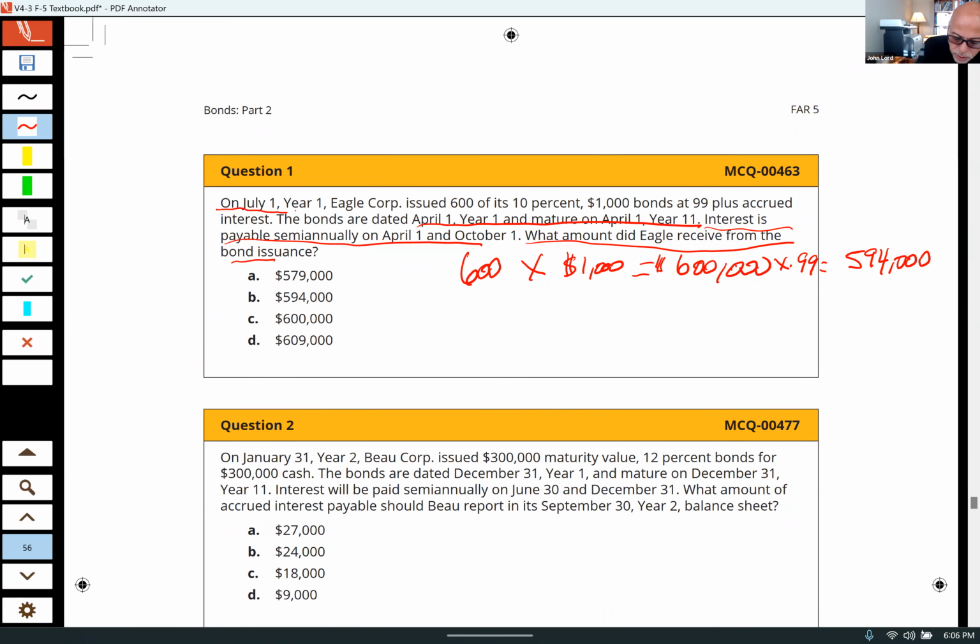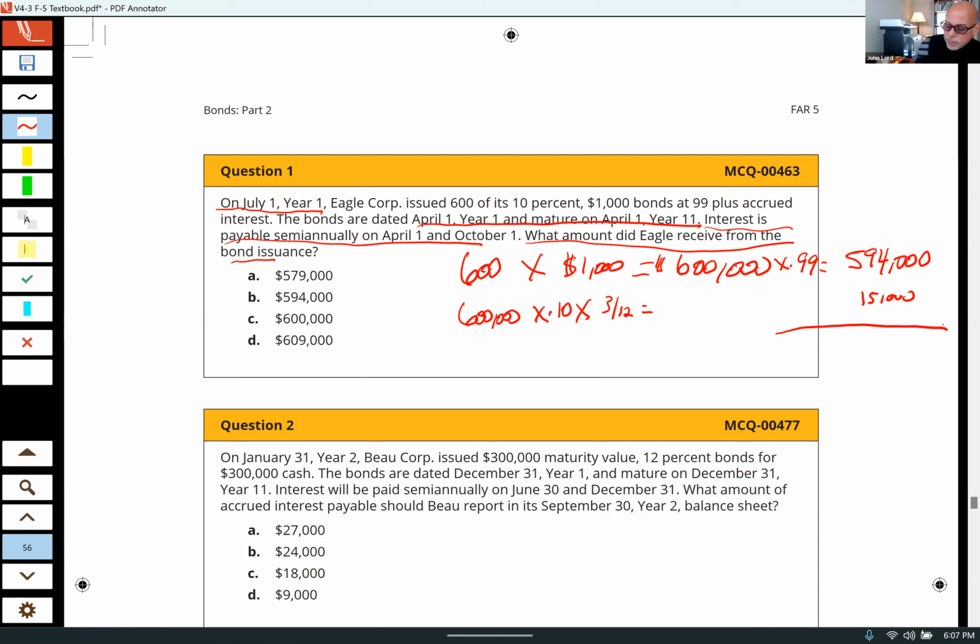They issue the bonds on July 1st. That means that the bonds were sitting there for all of April, all of May, all of June, for 3 months, where interest accrued. So I would take that 600,000 times the 10%, times they sat there for all of April, all of May, all of June before they got issued July 1st. So that's 3/12. That means interest would have accrued, what, 15,000?